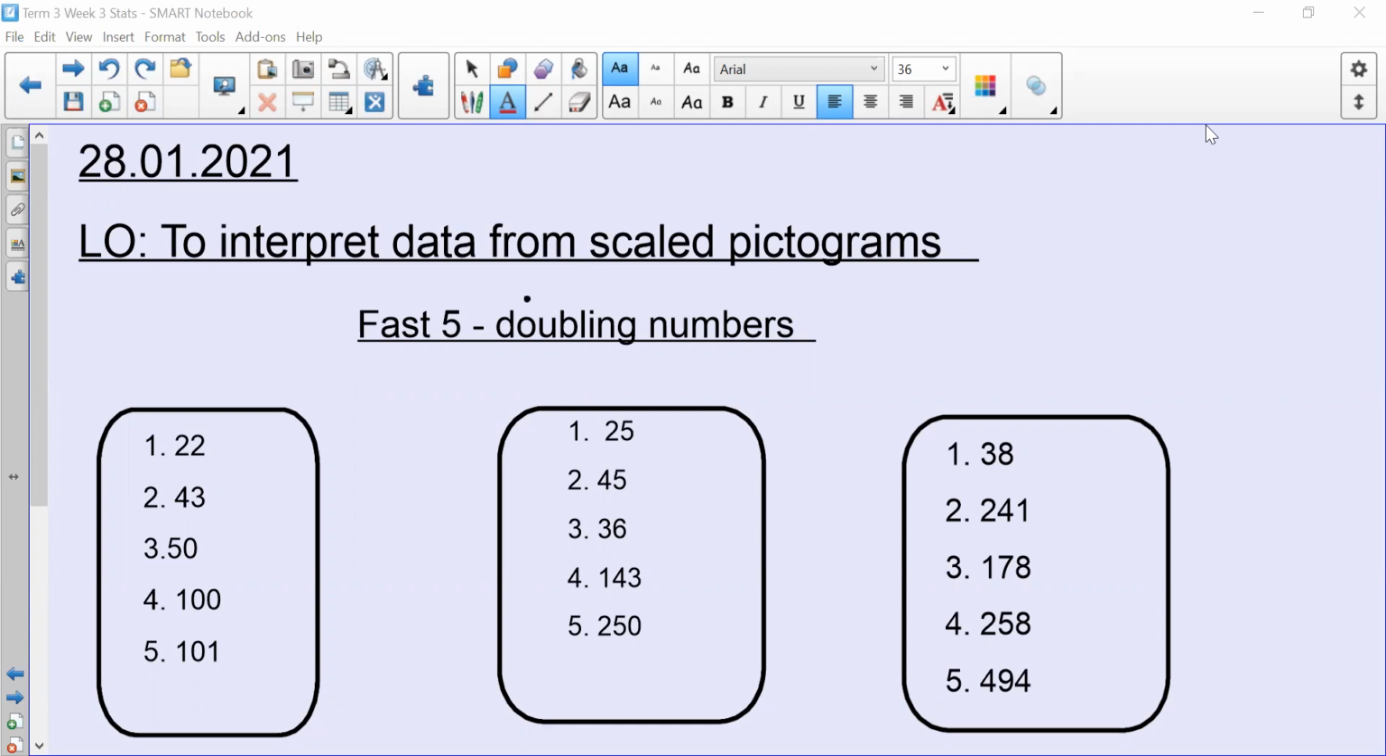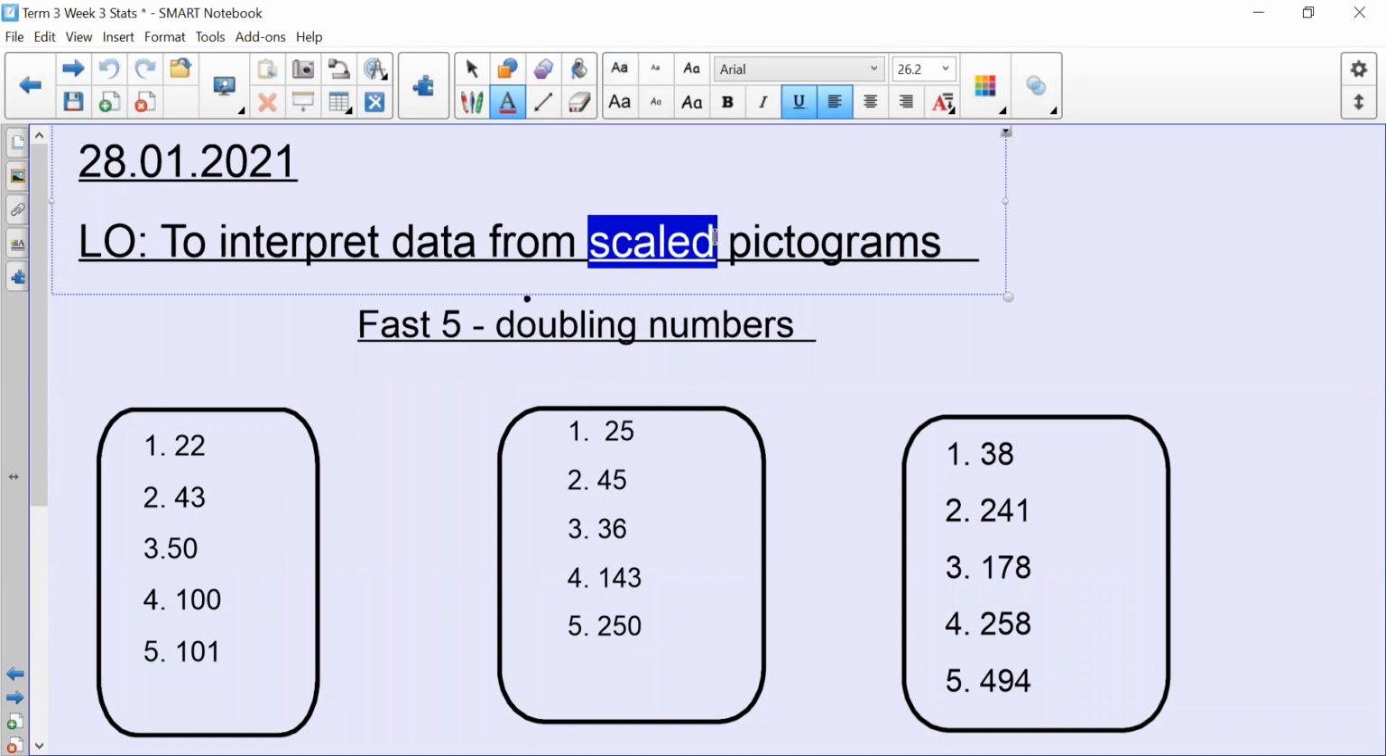So the date is the 28th of the 1st, 2021, and your learning objective today is to interpret data from scaled pictograms. So slightly different learning to yesterday, where it was just pictograms. Today we're going to be focusing on the scaled pictograms. But before we get into that, let's do our fast five.